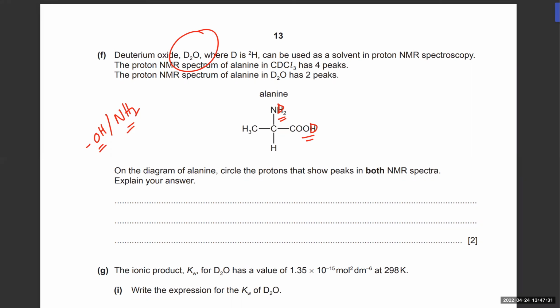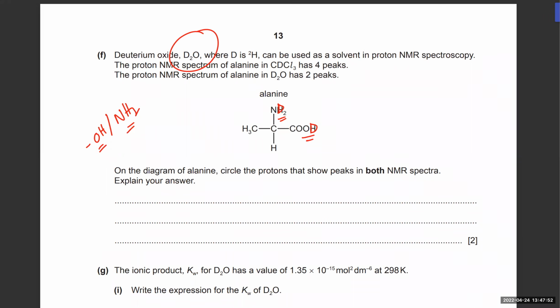Clear? Deuterium has even numbered nucleons, so its magnetic dipoles are paired. So it doesn't show any overall dipole.